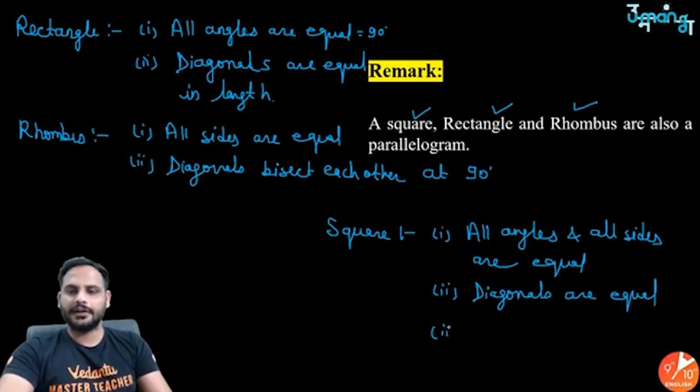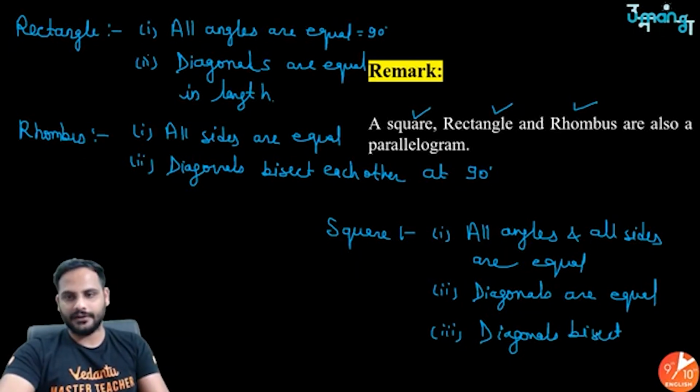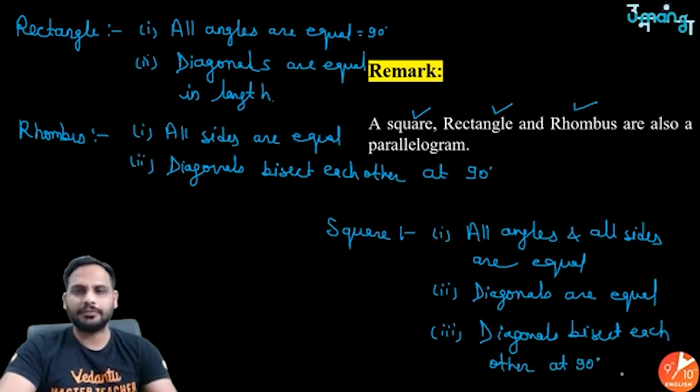And the third thing is diagonals bisect each other at 90 degrees. So a square follows the properties of all the special quadrilaterals. Diagonals bisect each other at 90 degrees. Okay, we have done the proof for it.